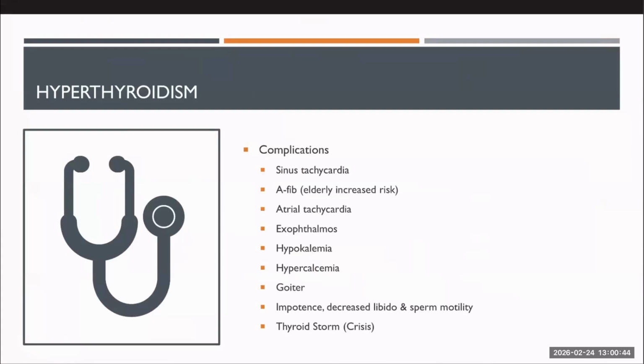Complications: sinus tach. Here's our AFib. Exophthalmos is the bulging of the eyes. You get the accumulation of proteins behind the eye and it pushes it out.